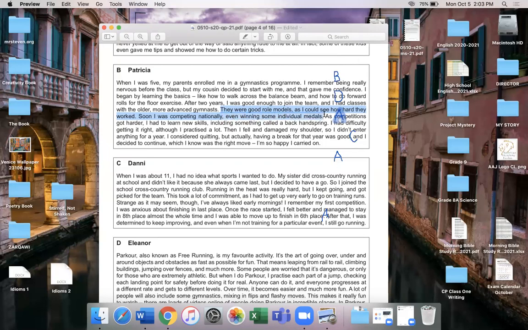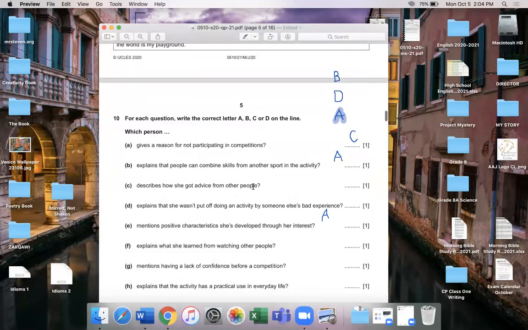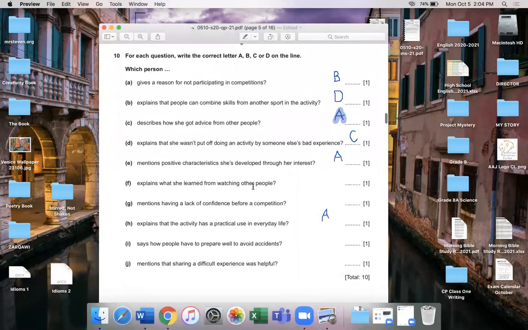So, okay, let's go back and check this. Explains what she learned from watching other people. There's more information there, but that's clearly B. Would you agree, Kusai? I think it's definitely B. You think that's the best answer? Me too.